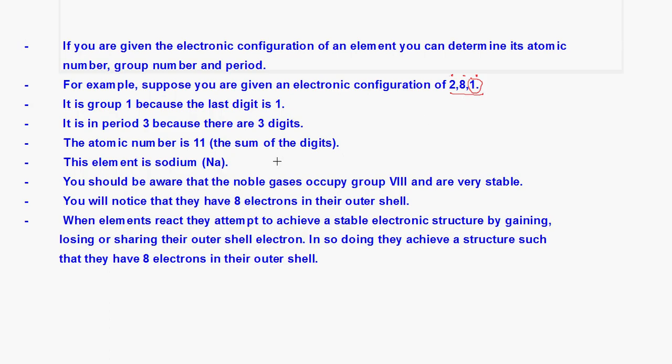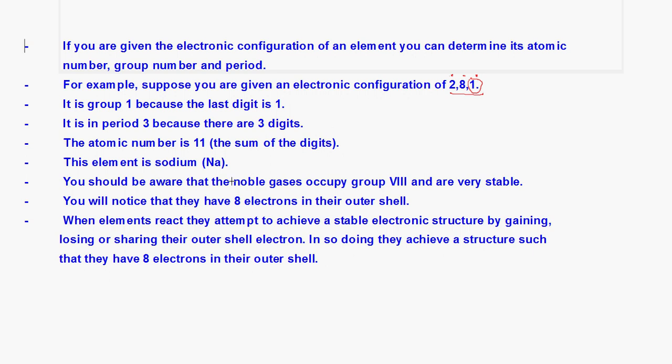I can also determine the atomic number. The atomic number is simply 2 plus 8 plus 1, which is 11. So to get the atomic number from the electronic configuration, we just need to add the digits that make up the electronic configuration. And this element, as we know, is sodium.